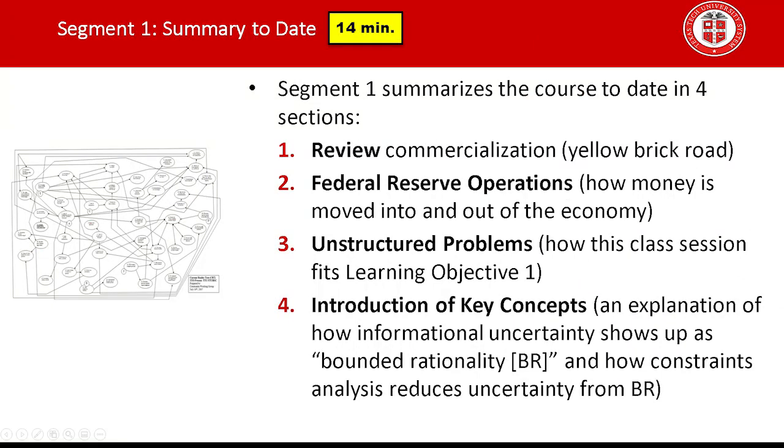So this is segment 1, our summary to date. Segment 1 summarizes the course to date in 4 sections. We review commercialization, what we're calling the yellow brick road. We review Federal Reserve operations from our prior class, how money is moved into and out of the economy. How this class session fits learning objective 1, solving unstructured problems. And then number 4, the introduction of key concepts, which is an explanation of how informational uncertainty shows up as bounded rationality, and how constraints analysis reduces uncertainty from bounded rationality.